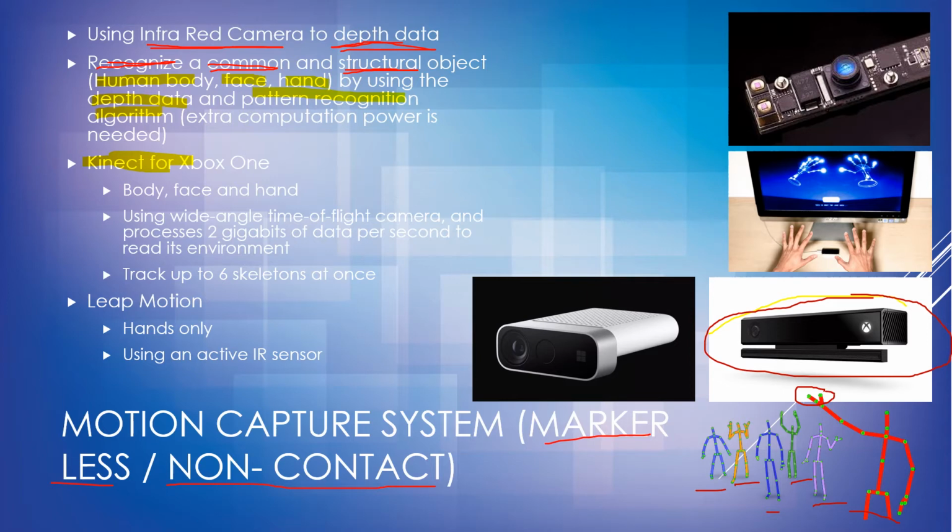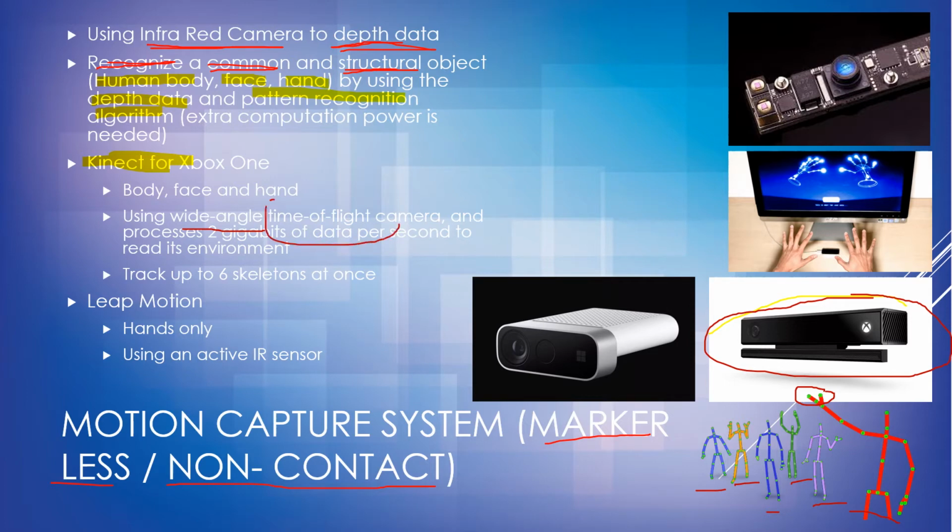They are using a wide angle. The Kinect one can recognize the body within 1 meter to 3 meters. So it cannot capture the image below 1 meter, but it can capture the image beyond 1 meter and below 3 meters. They are using a time of flight camera. They have multiple IR emitters and sensors to sense the human body.